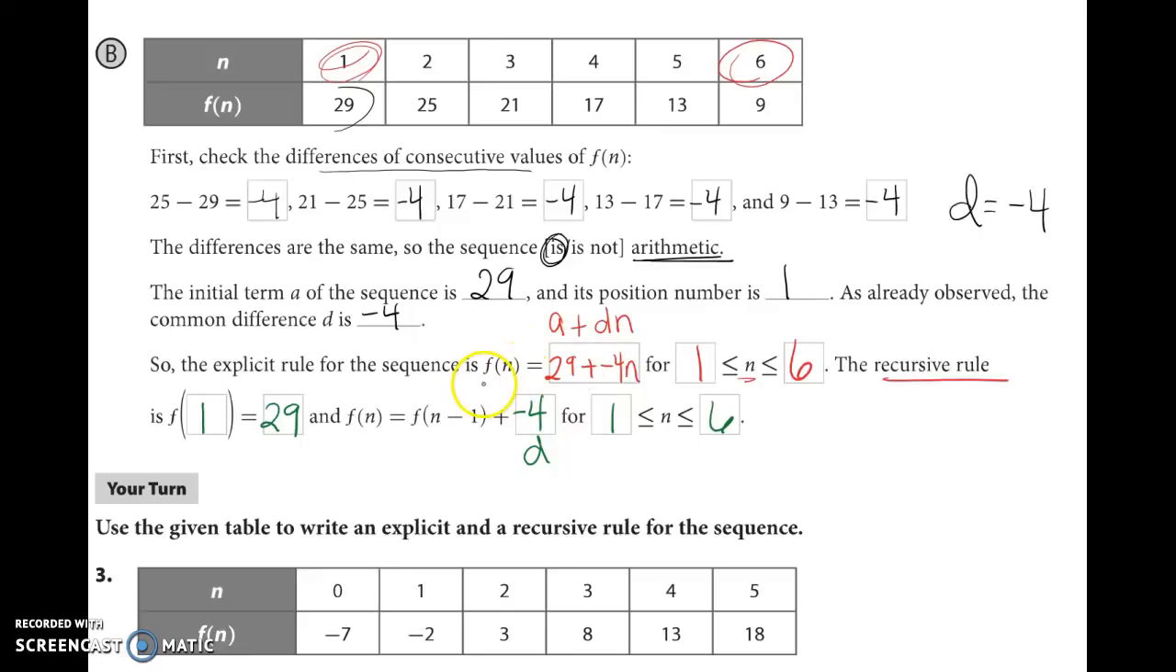So our two rules are here and here. Notice that I highlighted the f sub 1 equals 29. With recursive, you have to have both parts: the starting point, and your formula for the recursive.